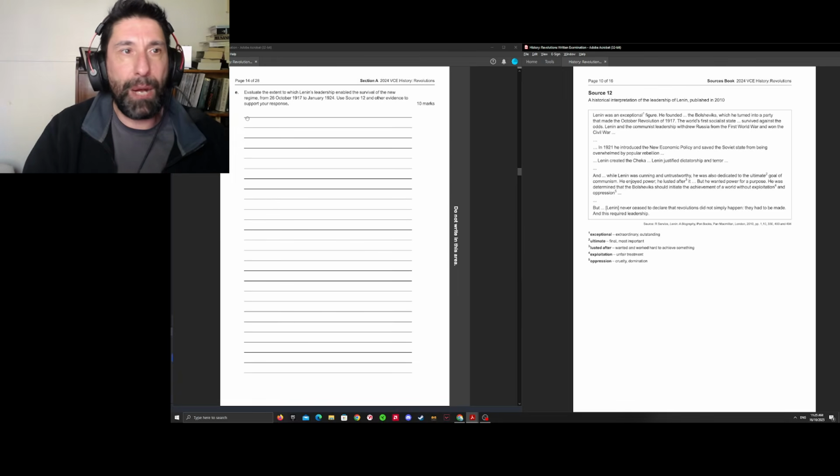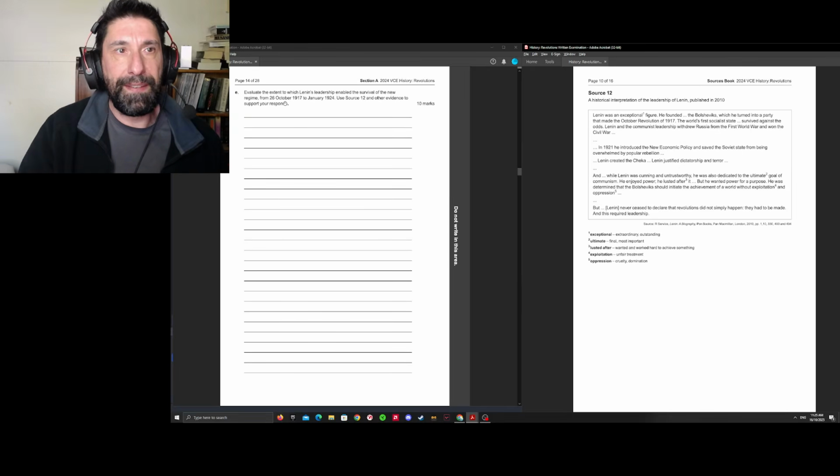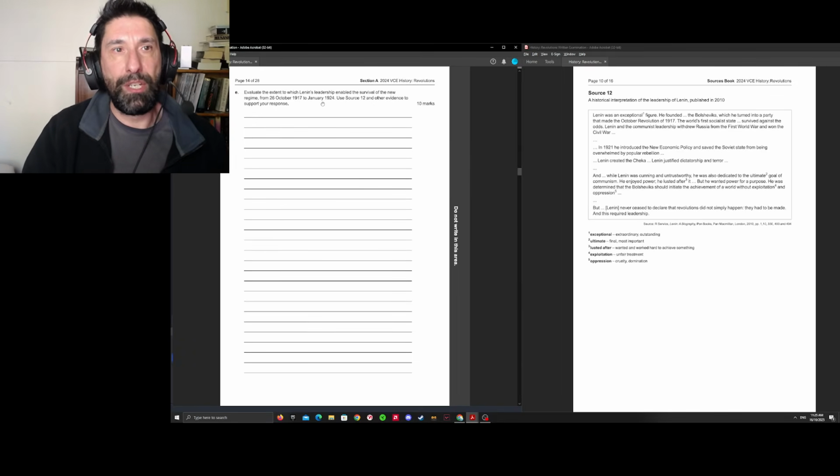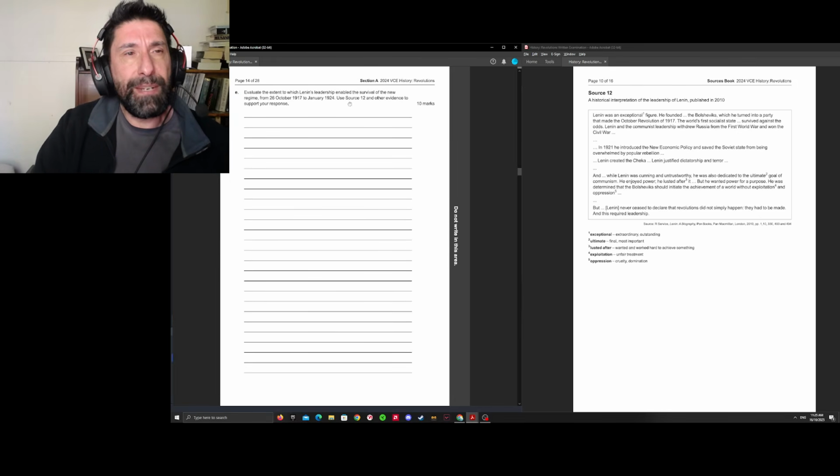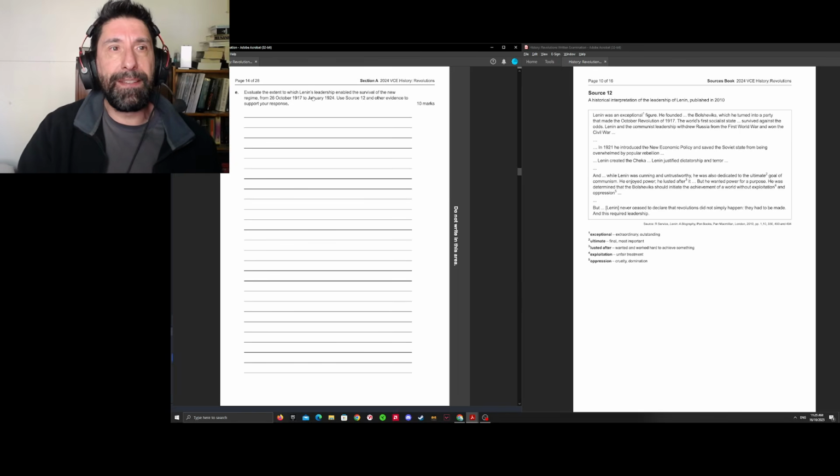You'd start with a contention, and you can argue that Lenin's leadership was very, very significant in enabling the survival of the new regime from the 26th of October 1917 up to January 1924. Or you could say it wasn't very significant, or you could say it was significant, however, there are other factors involved as well. The key thing here is that you do have to refer to Lenin's leadership.